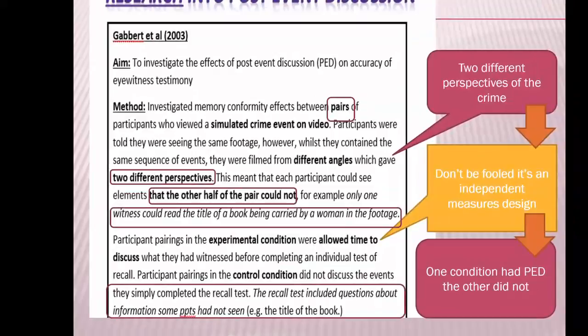That means that each participant in the pair could see different elements that the other half of the pair could not. For example, one witness could read the title of a book being carried by the woman in the footage and the other one could not, okay? Now at this point, the participant pairings in the experimental condition were allowed time to discuss with their partner what they had witnessed in the video. The other condition, known as the control condition, did not discuss the events, okay? So they did not have the opportunity to discuss.